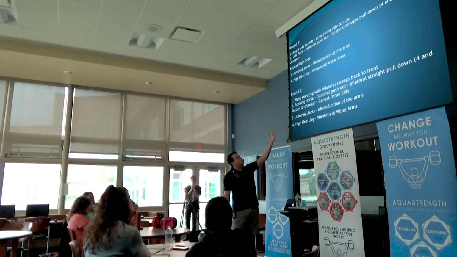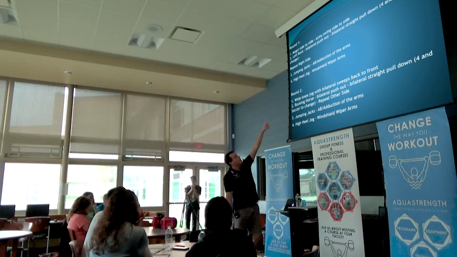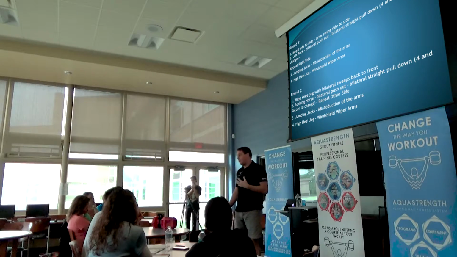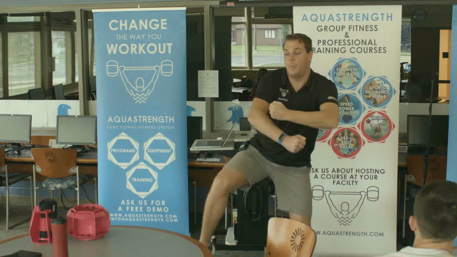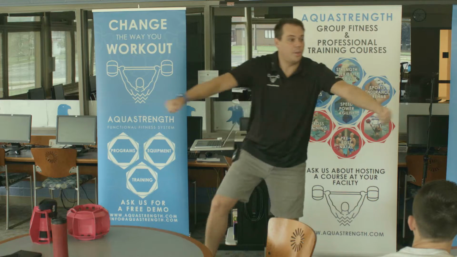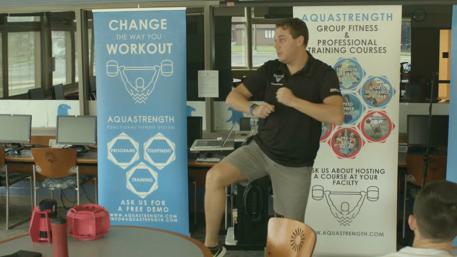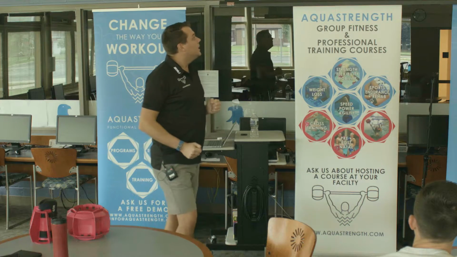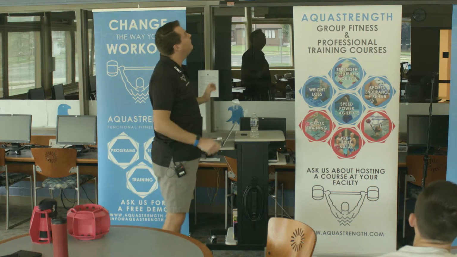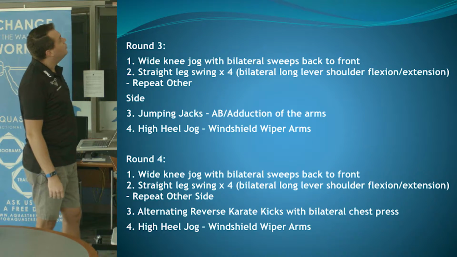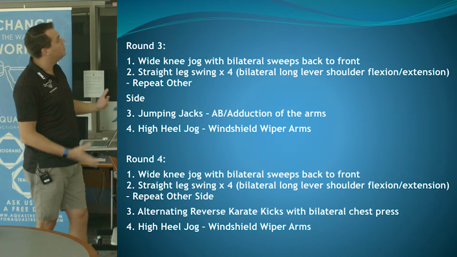And then when you go to round 2, you're changing the mogul into a wide knee jog with bilateral sweeps back to front. Okay? Wide knee jog with bilateral sweeps originating from the back and sweeping around to the front. Yes? Rick's got it. Round 3, we are changing the second move to a straight leg swing times 4.